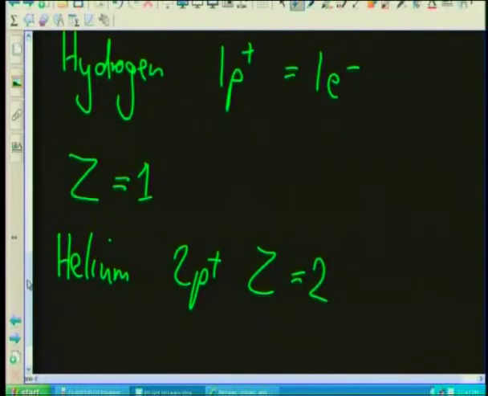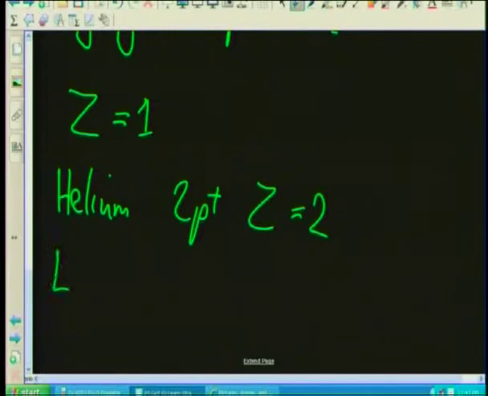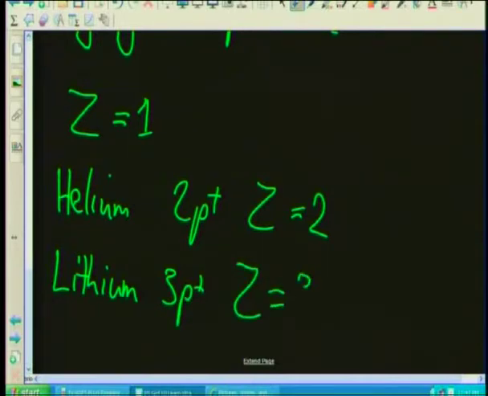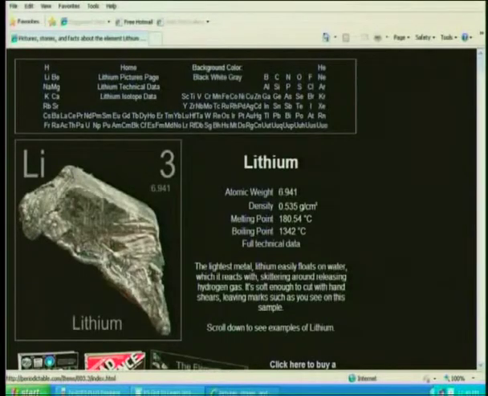So if we get to lithium now, which is the next one on the periodic table, I hope you're getting the pattern. It has 3 protons. It has an atomic number Z equal to 3. Let's have a look at that on our picture of lithium. In this diagram, you can see that lithium has a 3. That 3 is the atomic number.